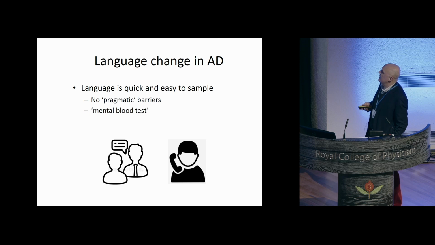So there's been, for a while, a lot of attention paid to the fact that language changes early in AD, and language is quick and easy to sample. You don't have to do anything, really. You just make the patient speak, have a conversation with them. In some ways, it's like taking a mental blood test.